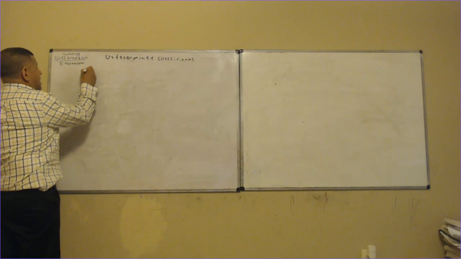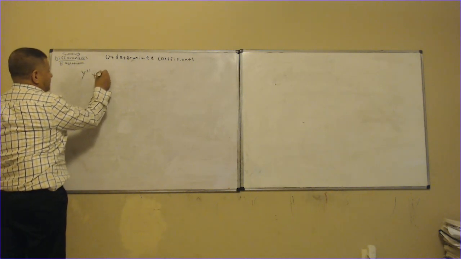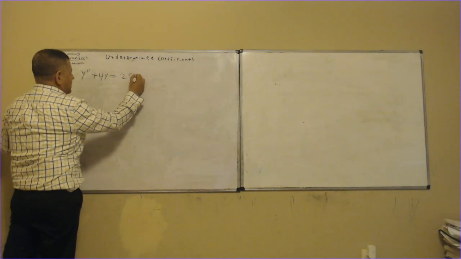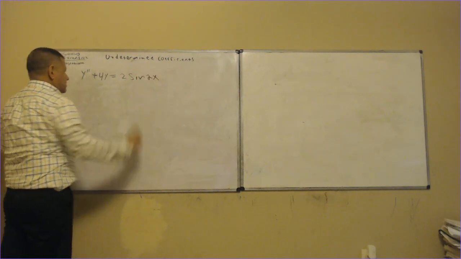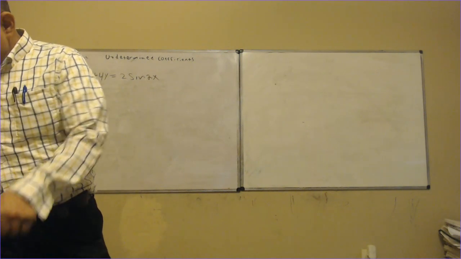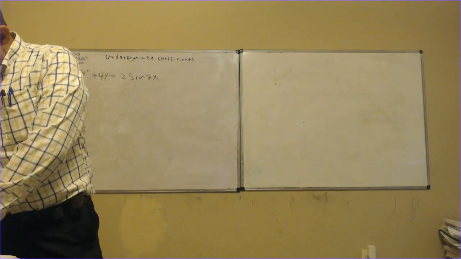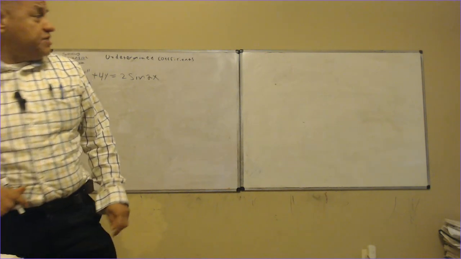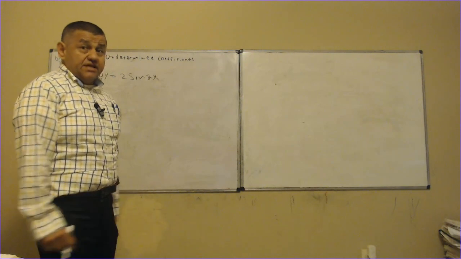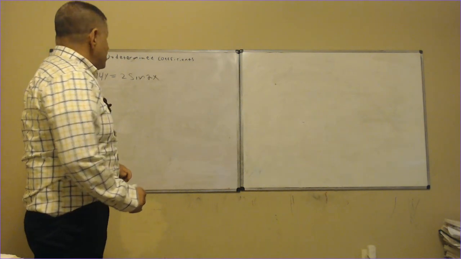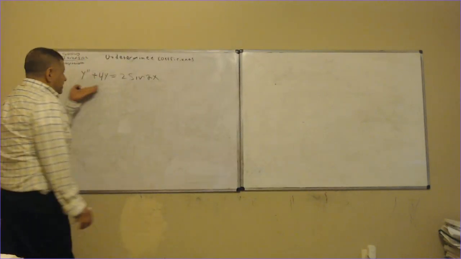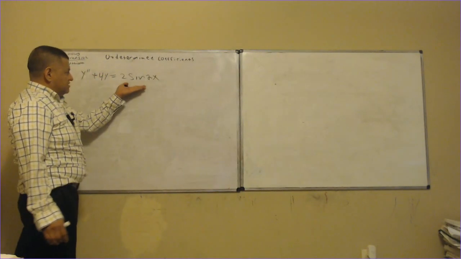So it says y double prime plus 4y equal to sine 2x. That is the problem that is given, right? So now we need to find the A's and B's, or A, B, and C's, the coefficients.